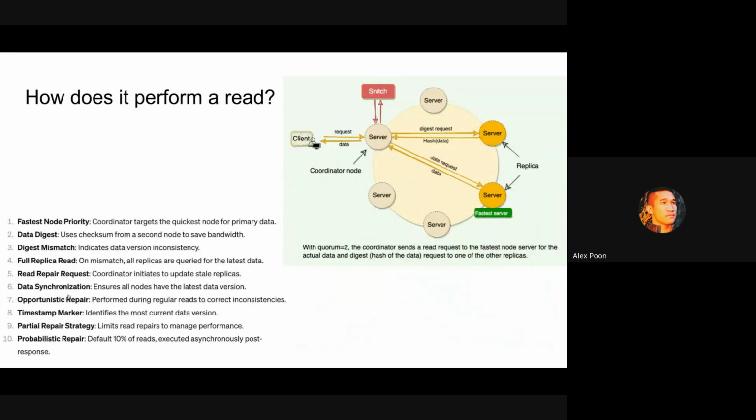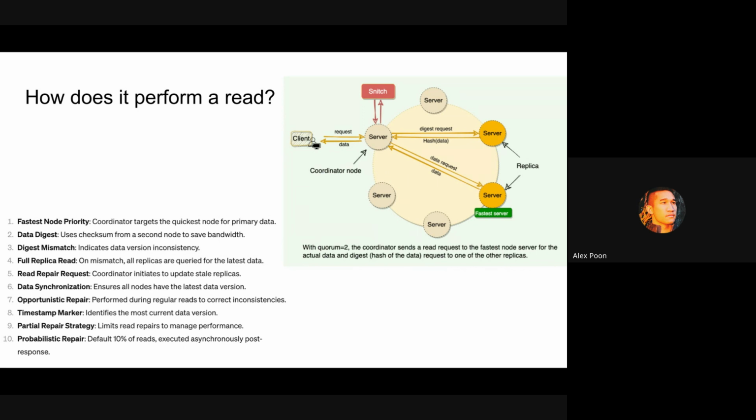Okay. How does Cassandra perform a read operation? The coordinator always sends the read request to the fastest node. For example, for quorum equal 2, the coordinator sends the request to the fastest node and a digest of the data from the second fastest node. The digest is a checksum of the data and is used to save network bandwidth.